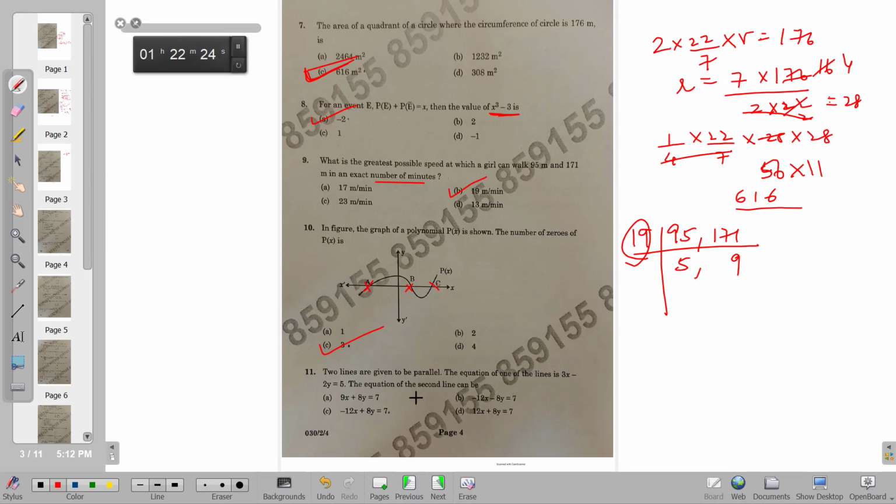So I need a1 by a2 to be equal to b1 by b2. Here 3 by 9 is 1 by 3, but 2 by 8 is not 1 by 3. So this is not the answer. 3 by minus 12 is minus 1 by 4. 2 by minus 8 is also minus 1 by 4. This can be the answer. Oh, but this is a minus 2. You're having a minus 2, so be careful of that.